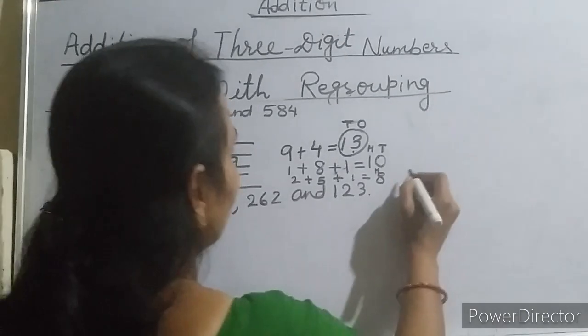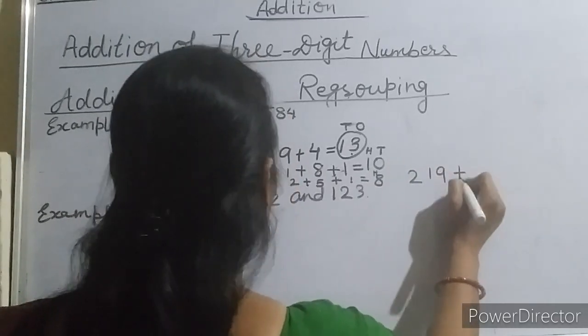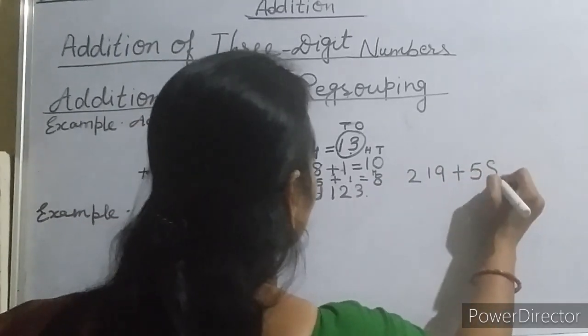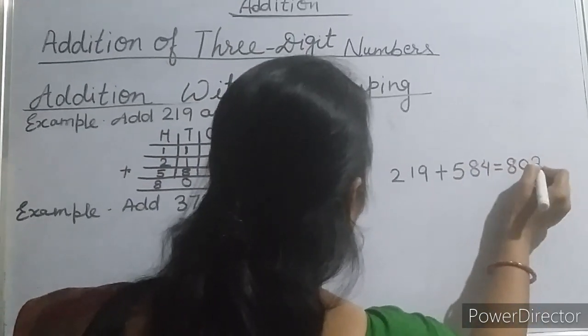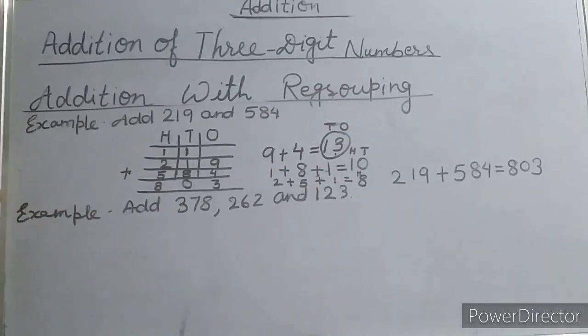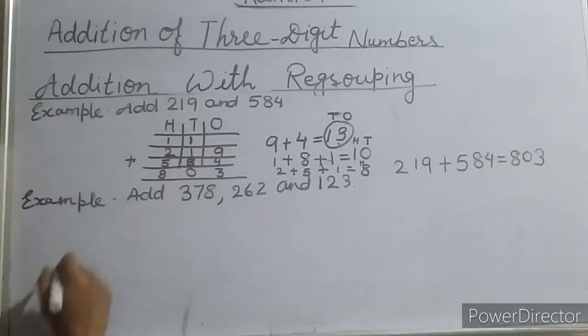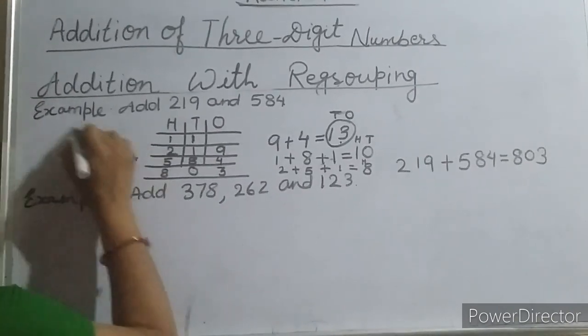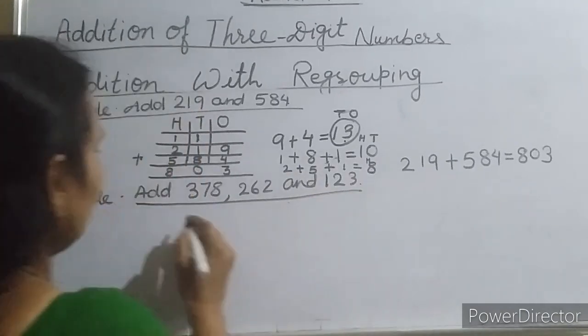So students, 219 plus 584 is equal to 803. Any problem students? No? Now come to the next example. See, this we have completed. Now we will do this one.